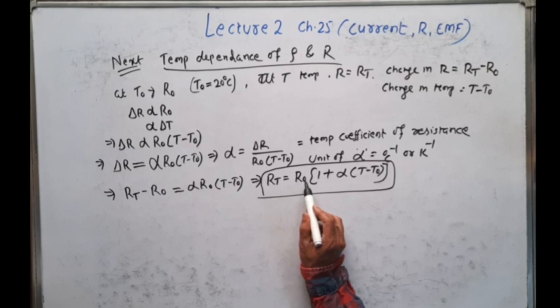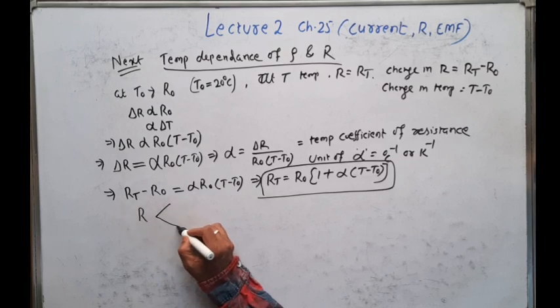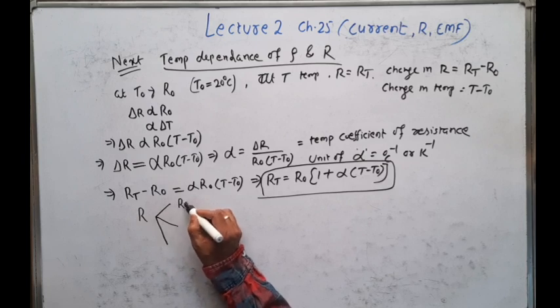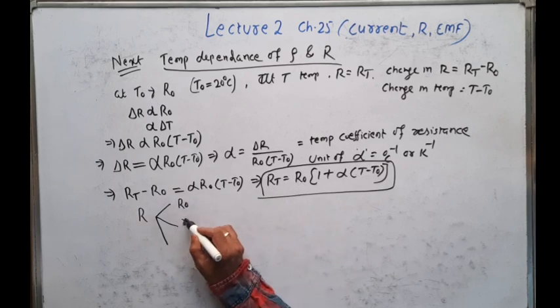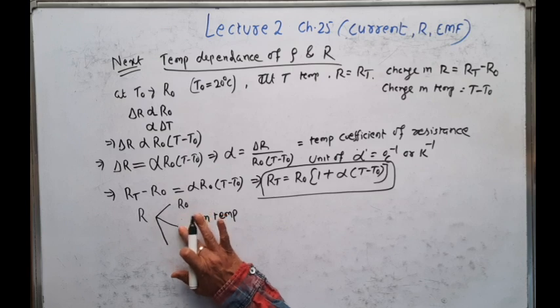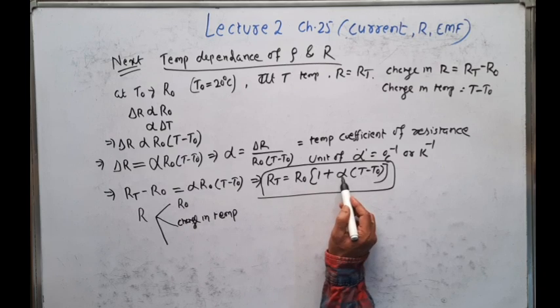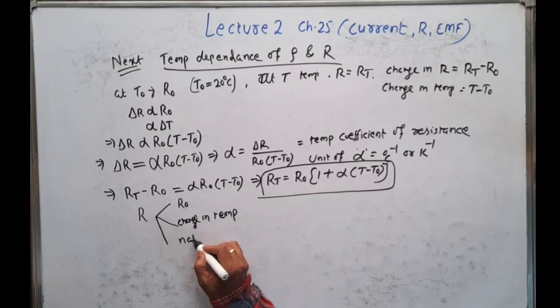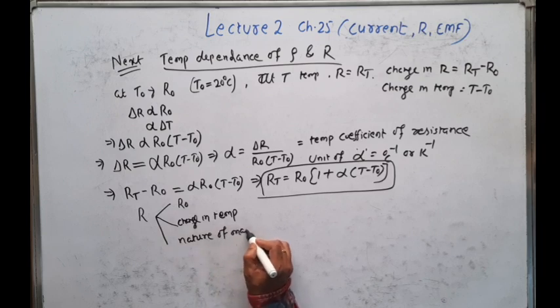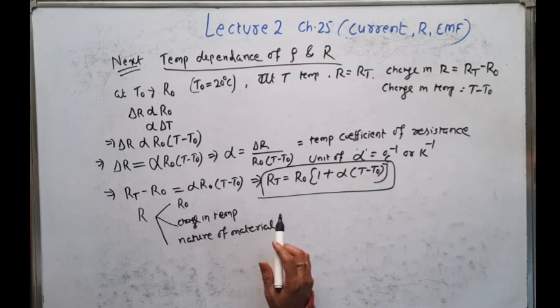Now we can say resistance depends upon three factors. One is the initial resistance. Then it depends upon the rise in or change in temperature, rise or fall, no problem. Also it depends upon alpha, and alpha depends upon the nature of the material. So according to that, the resistance varies with respect to temperature. So this is how resistance depends upon the temperature.